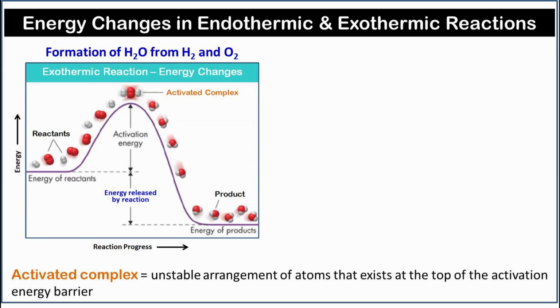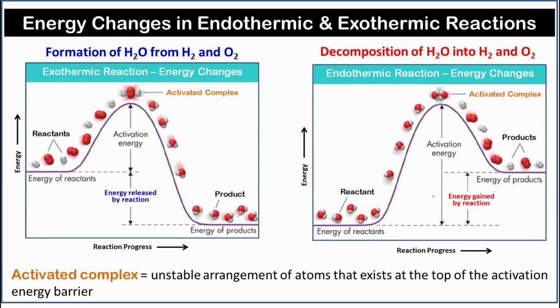The activation energy barrier must be crossed before reactants are changed to products. In an exothermic reaction, like the formation of water from hydrogen and oxygen, heat is released by the system. In an endothermic reaction, like the decomposition of water, heat is absorbed by the system. An activated complex is an unstable arrangement of atoms that exists at the top of the activation energy barrier.